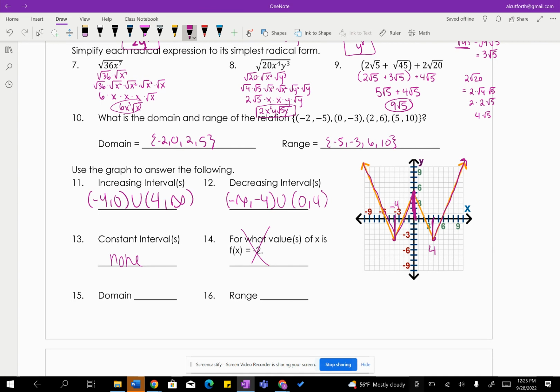And then go ahead and do the domain and range on your own. So the domain, remember, is which ones? The X values or the Y values? X. So look at where's the starting X value and where's the ending X value. For the range, look at where's the very first Y value and where's the very last Y value.